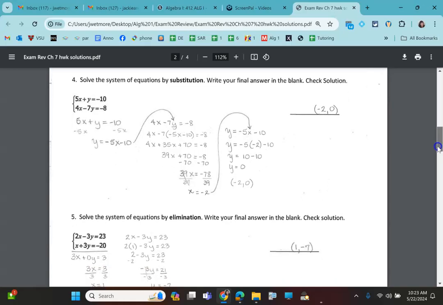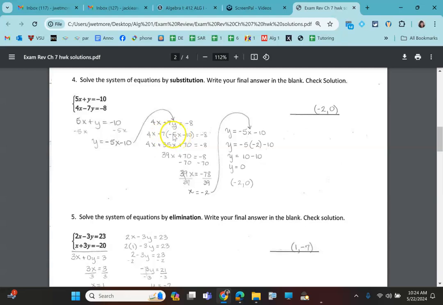All right, here's another one by substitution. So exact same thing. I'm going to solve for this variable because that's going to be the easiest. So I'm going to solve for y this time. So subtract 5x from both sides and I'll get y equals -5x minus 10. I substitute that into the other equation. So here was the other equation. So we're going to replace y with what it was equal to, -5x minus 10.